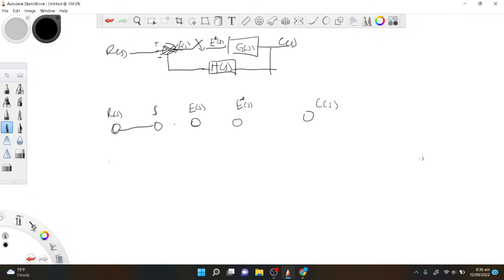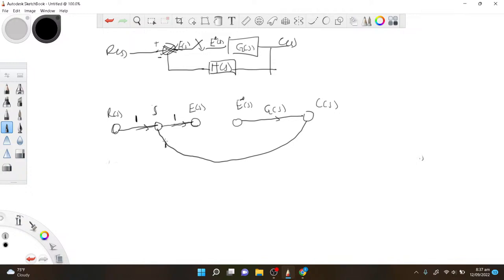So between R and the summing junction, the gain is 1. Between the summing junction and E of S, the gain is 1. Then there's no connection between E of S and E star of S, so there's a space. Then between E star of S and C of S, there's a gain of G of S. Please don't forget your direction. Very, very important.